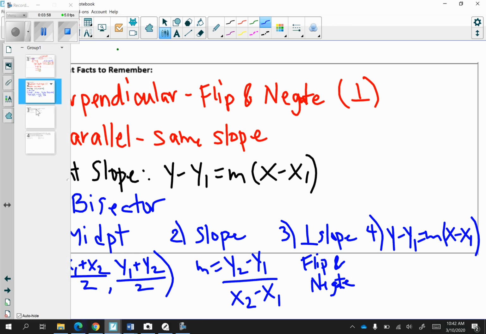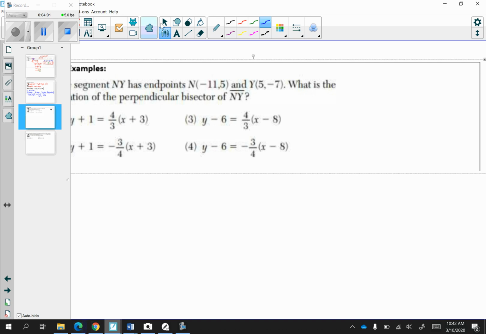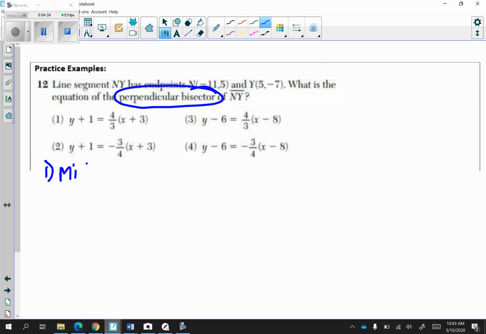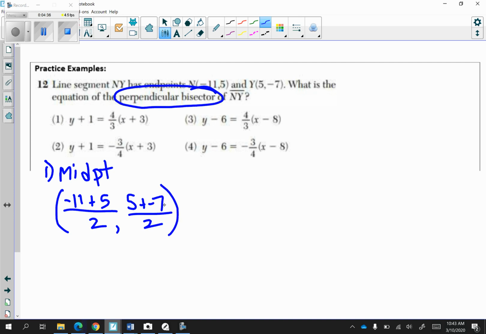Let's move on to the next question. It says line segment NY has endpoints N, negative 11, 5, and Y, 5, negative 7. What's the equation of the perpendicular bisector of NY? So I'm going to circle the word perpendicular bisector, and that's the 4-step procedure. So step 1, find the midpoint. So I'm going to add my x's together, divide by 2, and my y's together, divide by 2, and I get the point negative 3, negative 1.